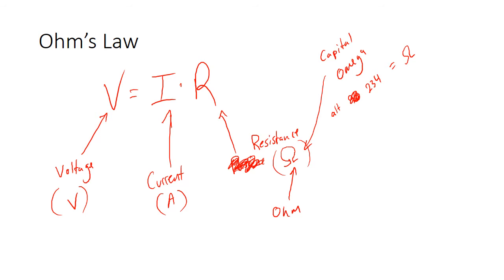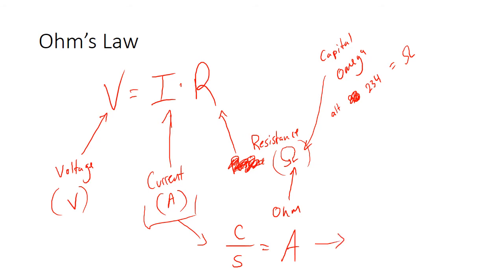Oh, one note about current. We didn't mention this before because it didn't matter yet. But an amp is a coulomb per second. All right? Remember, a coulomb is just a certain amount of electrons. So if you have a high current, you've just got more electrons traveling every instant. So that's every second. That's what an amp is. Okay? An amp is huge.